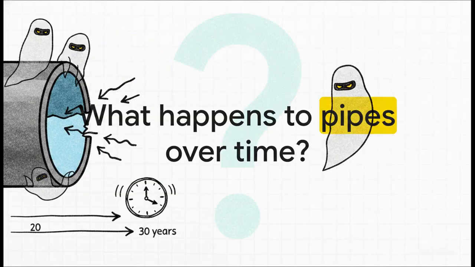Even if you calculate the absolutely perfect required thickness for day 1 of operations, it's not enough. You have to step back and ask, what happens to these pipes over a 20 or 30-year design life? We have to account for the invisible thief of piping systems. Because internal fluids don't just sit there passively, they interact with the steel every single day.